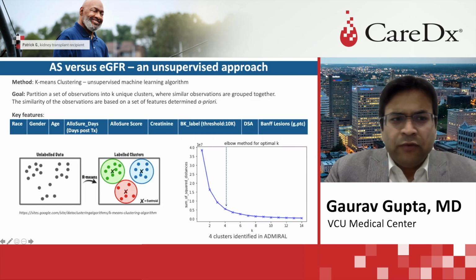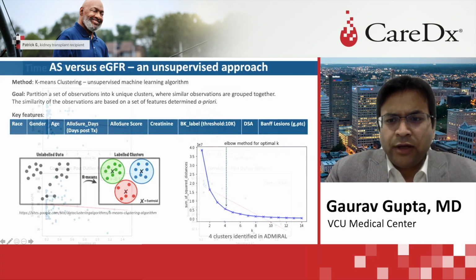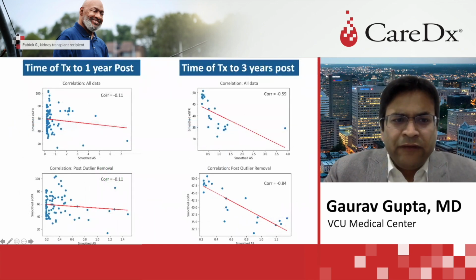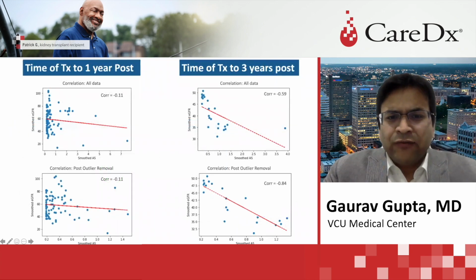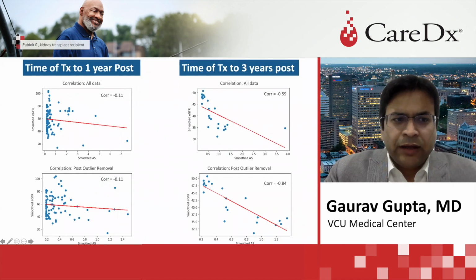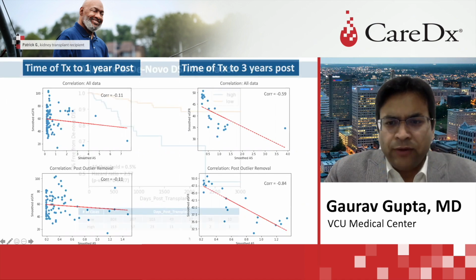Based upon these measurements and methodology, 4 clusters were identified in the study. So this analysis reveals a cluster where you can see a slight negative correlation between kidney function, GFR, and AlloSure at 1 year that becomes much more pronounced by the end of 3 years post-transplant.